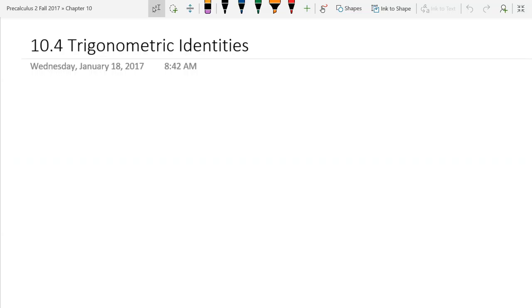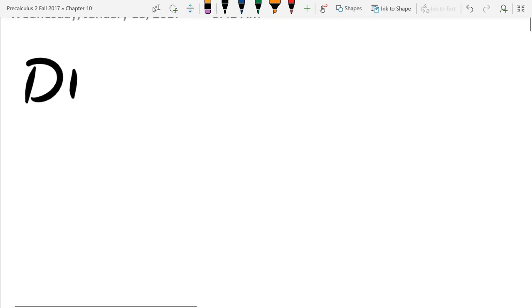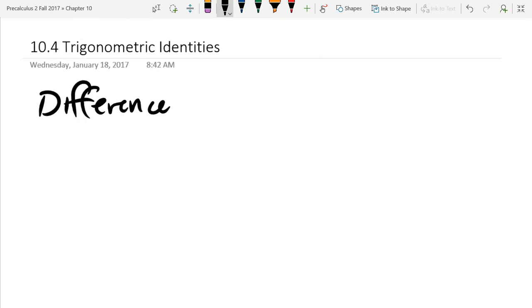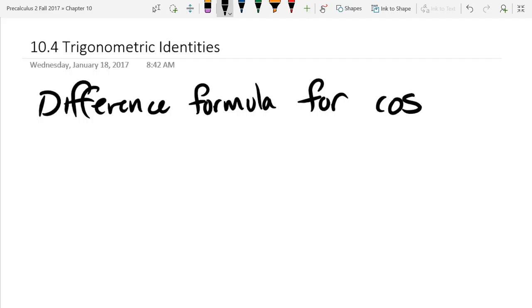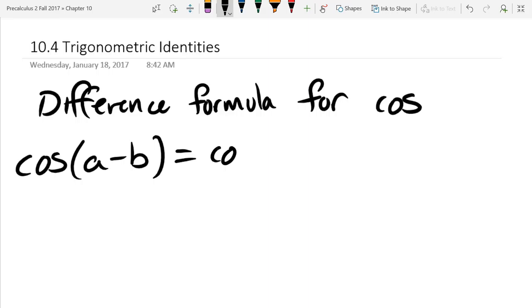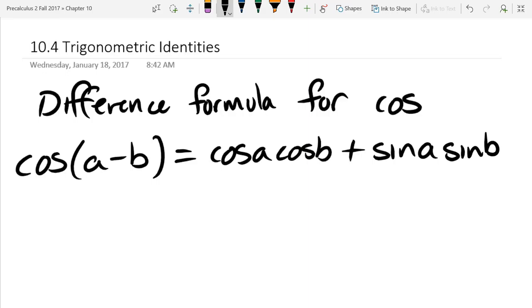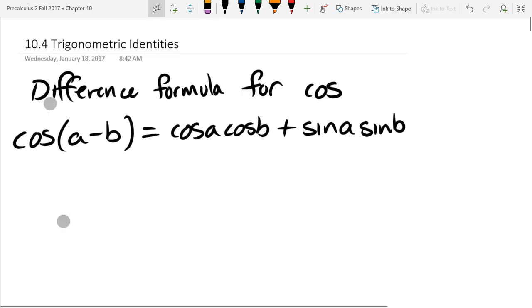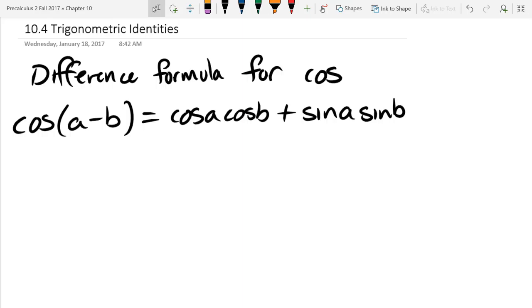We're going to start out with some geometry. So I'll write down what we're going to prove first, then we'll go and show why it's true. This is called the difference formula for cosine. So cos(A minus B) equals cos A times cos B plus sine A times sine B. There is no reason why this would just be true automatically, no reason to believe that just by looking at it. This should look difficult to memorize. It is difficult to memorize a little bit.